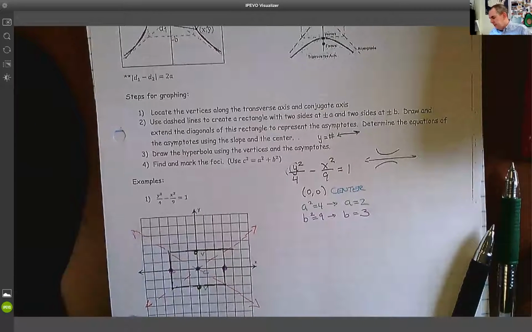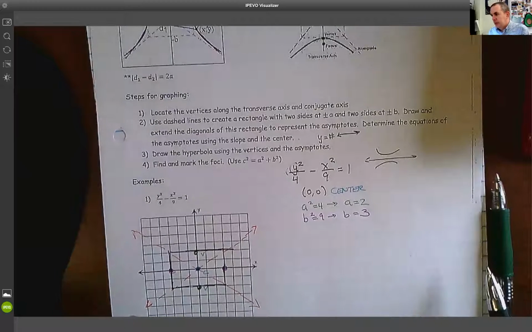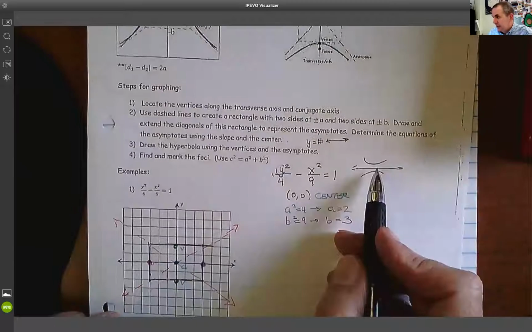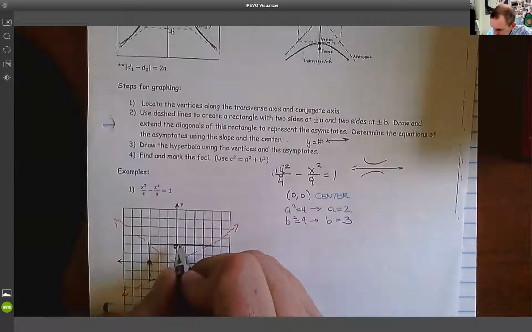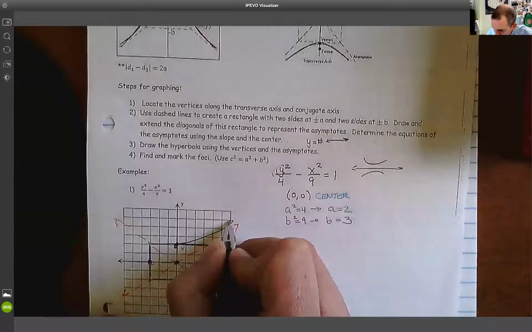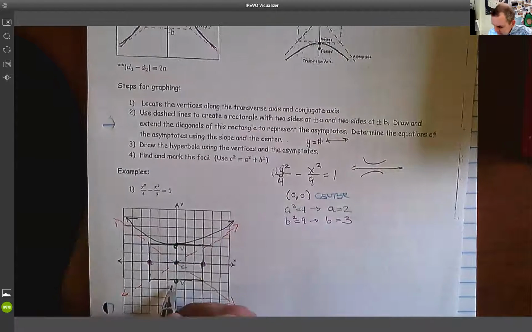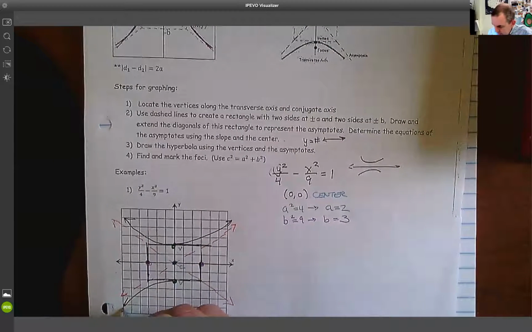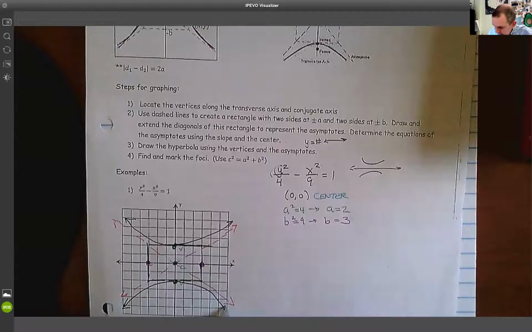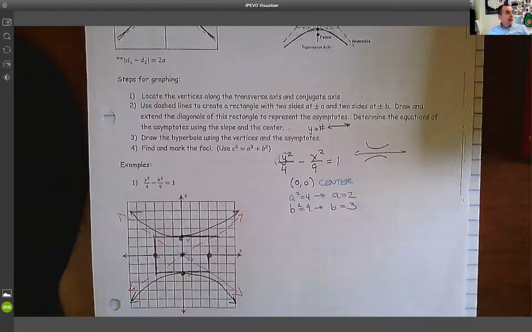Now we're going to figure out where to put that hyperbola. And that hyperbola is, like I said, top and bottom. So we start from here and draw that little U shape. So there's a hyperbola piece, and there's another hyperbola piece. And that's what our hyperbola is going to look like. So that's the first one. That's how we would actually draw one.